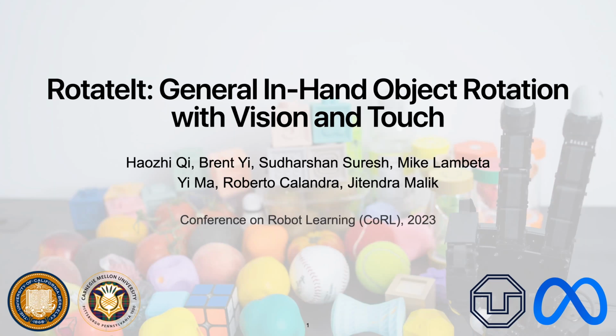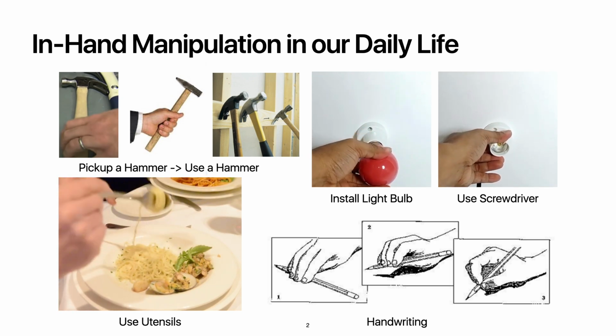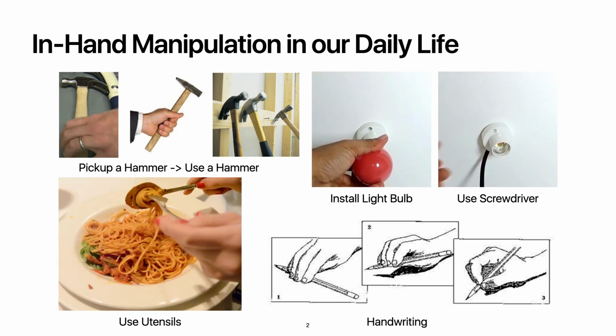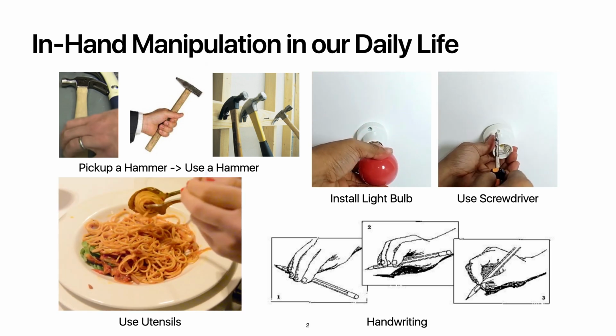We present Rotateit, general in-hand object rotation with vision and touch. In-hand manipulation happens every day in our life. When we use tools such as the hammer on the top left, the way we grasp it might be different from the way we use it.